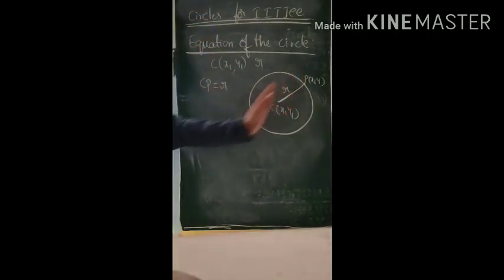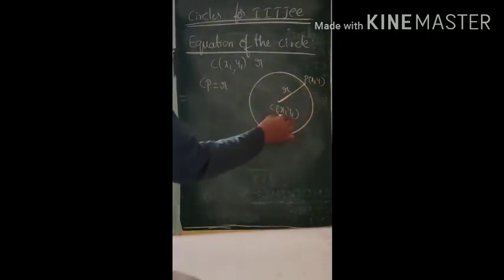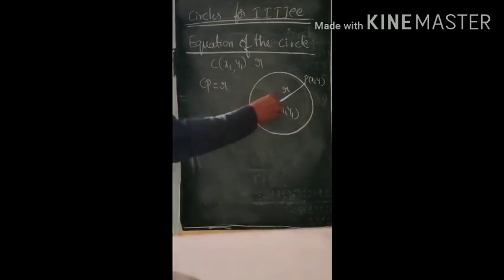The distance between two points formula you know: square root of (x1 minus x2) whole square plus (y1 minus y2) whole square. If we take the points (x1, y1) and (x2, y2), we can find the distance between C and P. Before that, I am squaring on both sides. CP square is equal to r square.